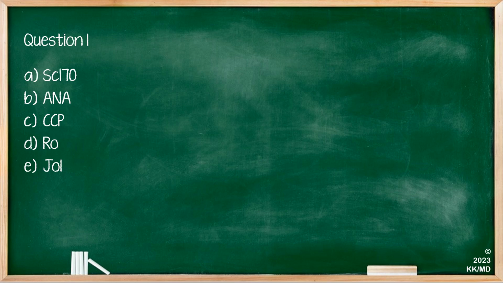And if you were paying attention earlier, you would realize that the correct answer would be option E, which is anti-Jo1. Options A, B, C, and D are all other important autoantibodies in rheumatological diseases and are quite MRCP favorites, and we have discussed all of them in detail in our previous videos. Please feel free to go and watch those to refresh your memory.